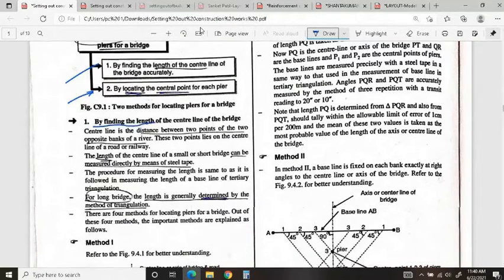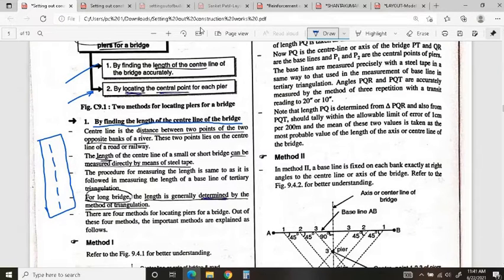That is, by finding the length of the center line of the bridge. If I draw the bridge like this, it is a plan. The car is moving in this direction. This is the center line of your bridge. This will be the width of the bridge, and this will be the length of the bridge. So giving the center line is the same.